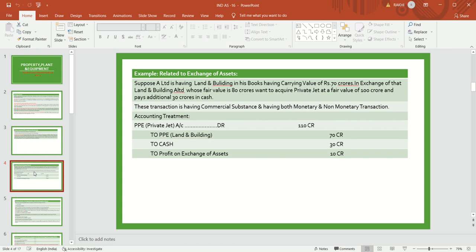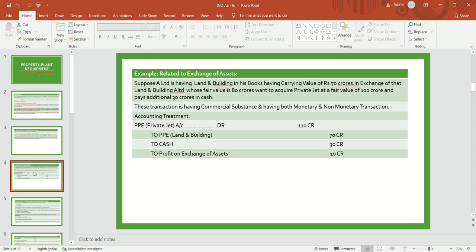Now the example related to exchange of assets. Suppose A Limited has land and building in its books, having a carrying value of 70 crores. A Limited has exchanged the land and building, whose fair value is 80 crores, to acquire a private jet at the fair value of 100 crores, and pays an additional 30 crores in cash.